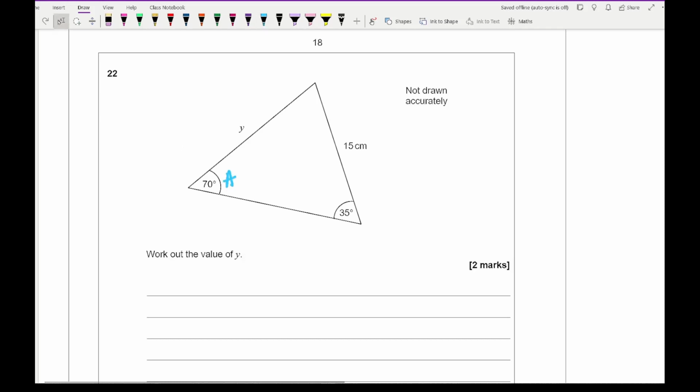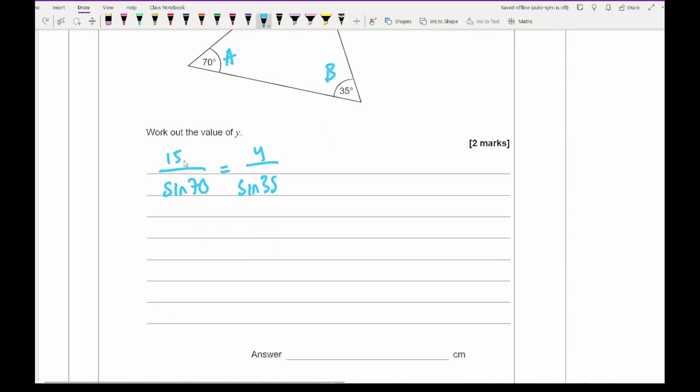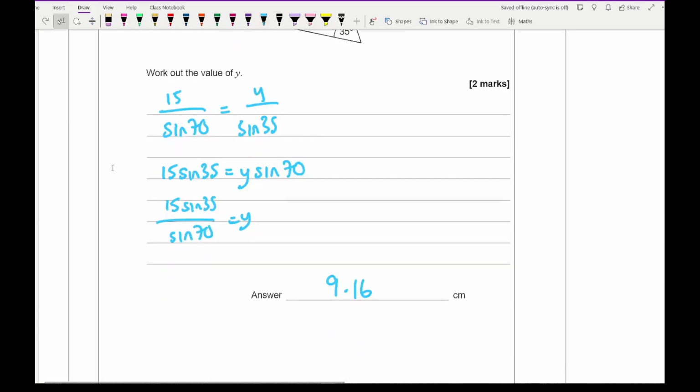So if I just label these up, here we've got b and we've got little b. So substituting numbers into the sine rule, I get 15 over sine 70 equals y over sine 35. Then if I do a little bit of rearranging, here I get 15 sine 35 equals y lots of sine 70. So then 15 sine 35 over sine 70 equals y. And if I type that all into my calculator, do a bit of rounding, I should get 9.16.